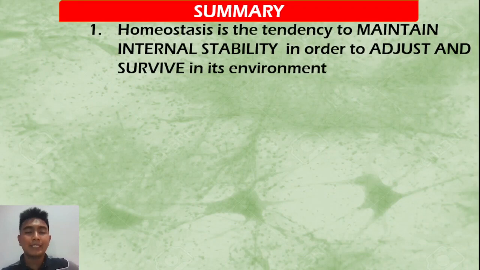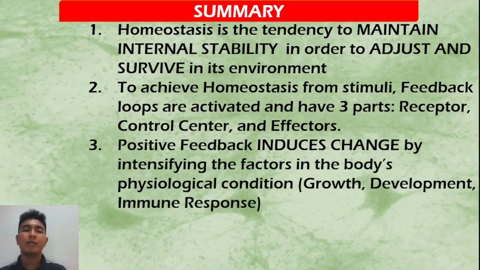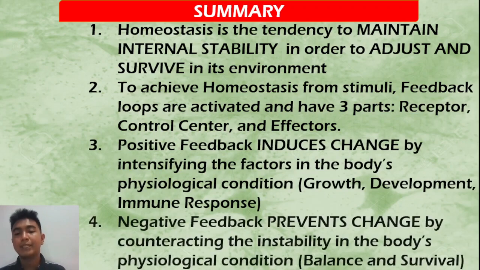Now, to summarize, homeostasis is the tendency to maintain internal stability. To achieve homeostasis, there are 3 parts of the feedback loop, after the stimuli: receptor, control center, and effectors. Positive feedback induces change, and negative feedback prevents change.